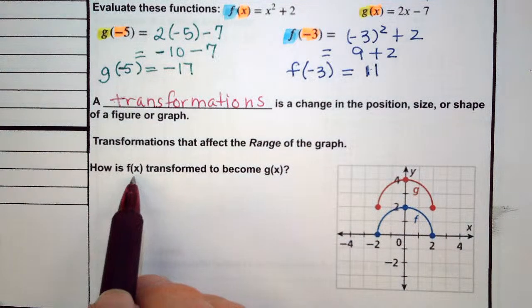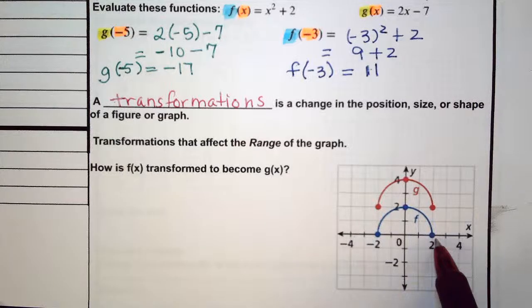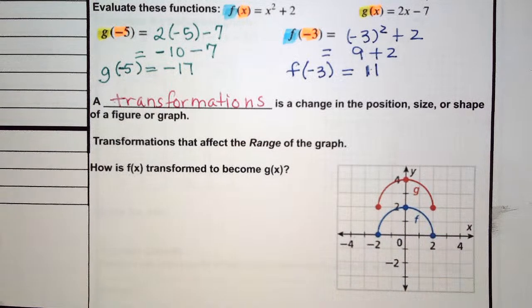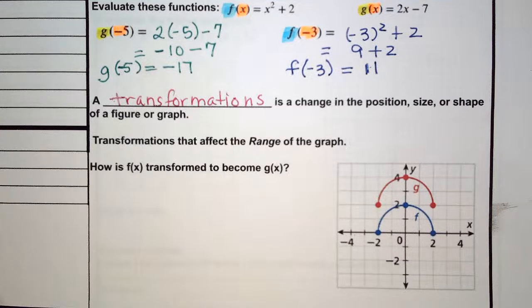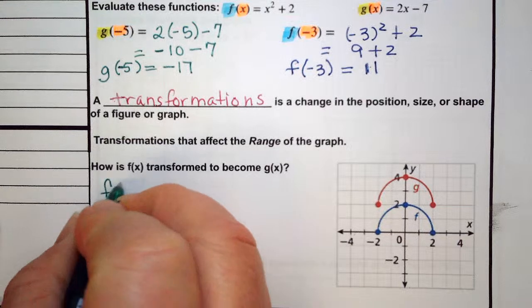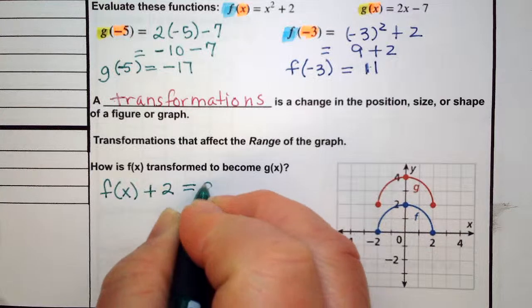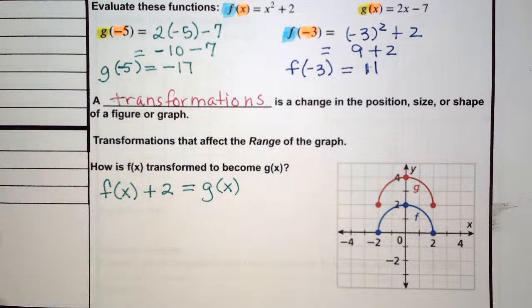if I'm starting with f of x, that's my original, and I've transformed it to become g of x, what have I done? Well, it's moved up how many? 1, 2. To move it up 2, what would I do? I would take f of x, whatever that number was, I would add 2, and then I would get g of x. Adding 2 at the end will move it up to make it g of x.